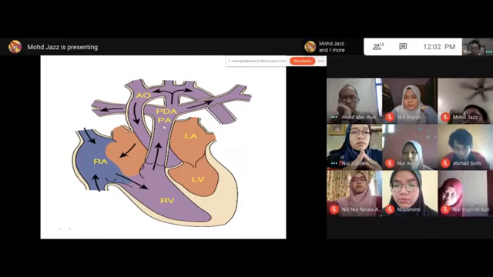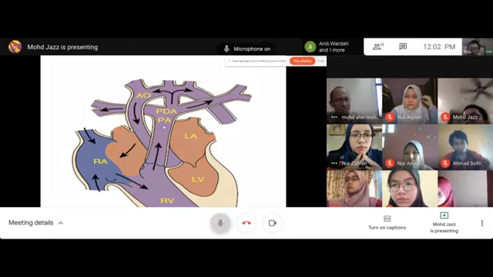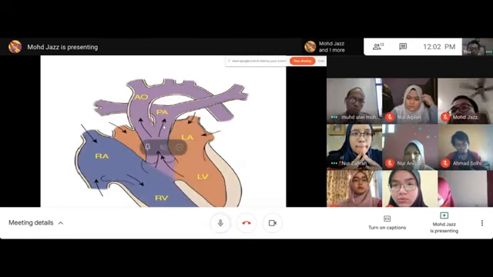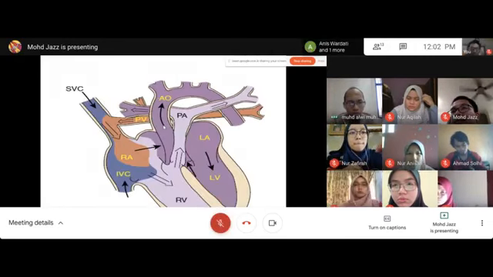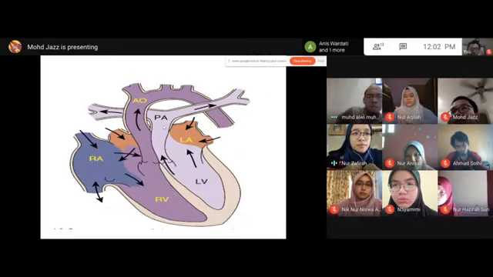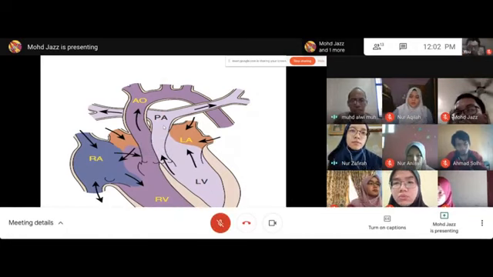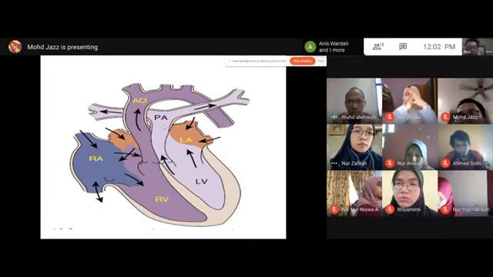That's quite a difficult question. Can you show us the picture, the image of TGA? Okay, this is TGA. So first you have to understand, in TGA there are two types. As you mentioned correctly, D and L TGA. L TGA we now call congenitally corrected TGA.